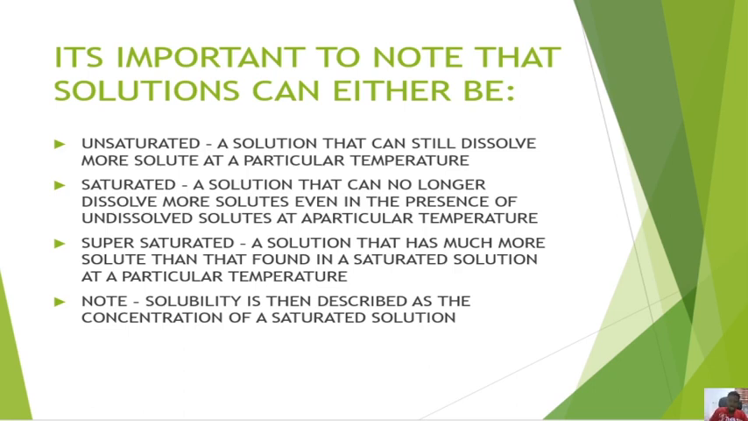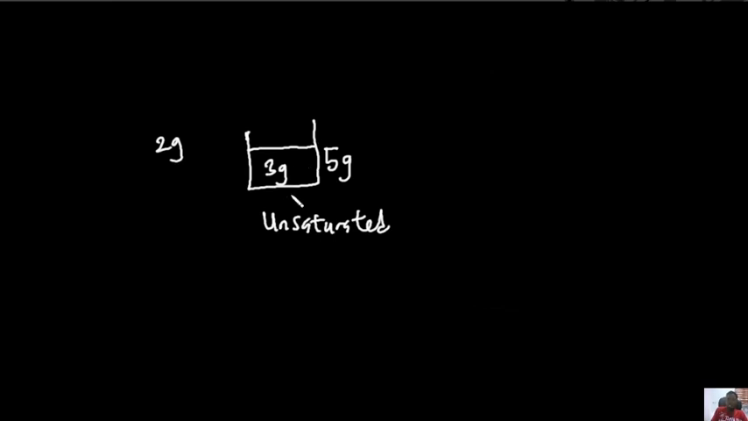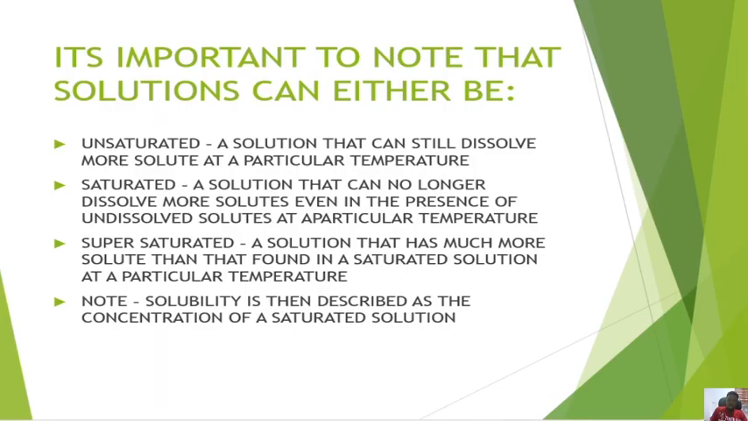A good illustration to help us understand this is if we consider a particular cup of water. And if I tell you that the maximum amount of sugar or substance that can enter this cup is 5 grams. However, instead of putting 5 grams, I introduced 3 grams. Notice something, that this particular cup can still take in how many more? 2 grams, which means in this case, it is unsaturated. So when a solution can still accept more solute or dissolve more solute at a given temperature, then that particular solution is said to be unsaturated.